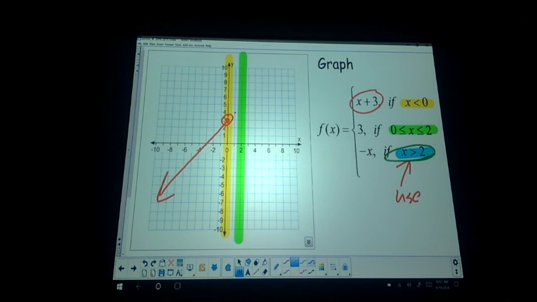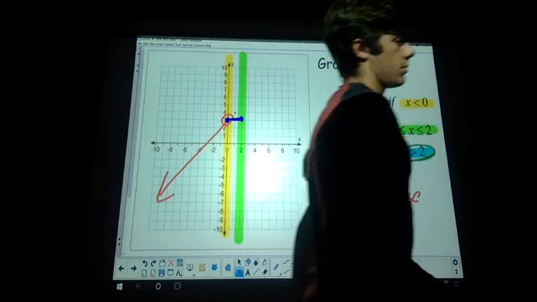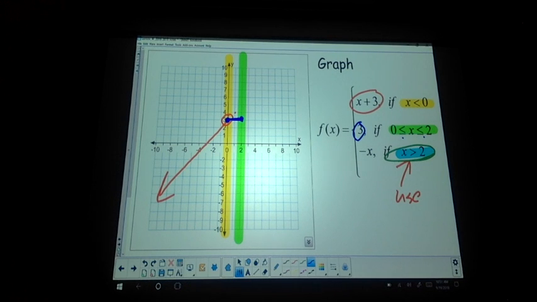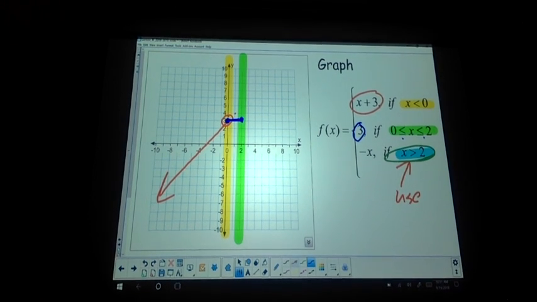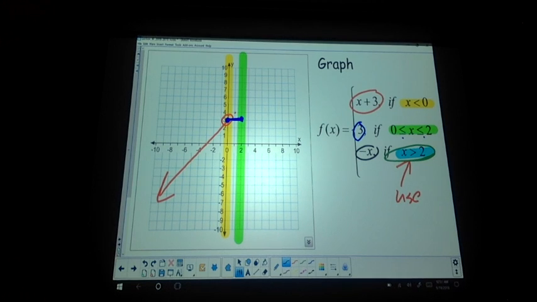What does the line f at x equals 3 look like? It's a straight line, but what kind of straight line? Horizontal at 3. So it's going to be a solid dot and a solid dot and then horizontal. It's solid dots on both because we have the equal sign. And then the last line is negative x. I have a y-intercept here, so I go down 1, right 1, down 1, right 1, open dot, down 1, right 1.